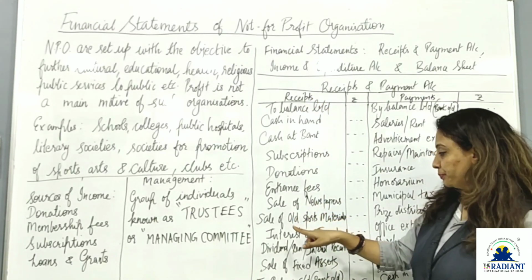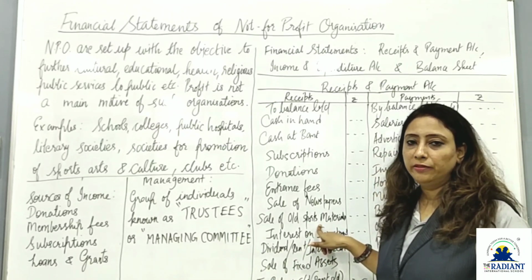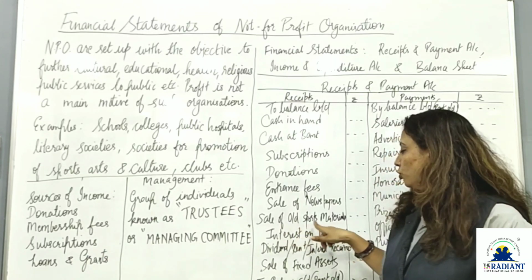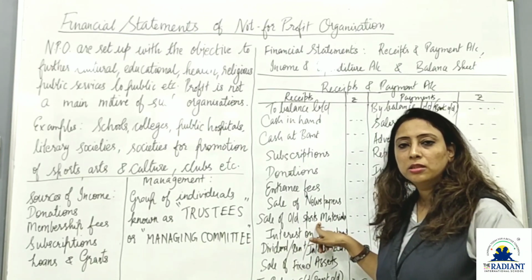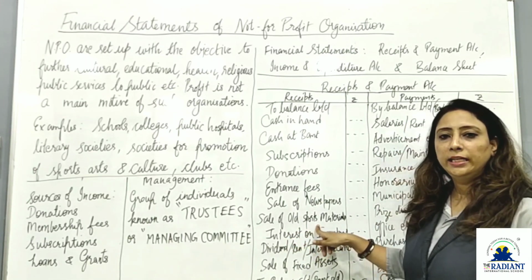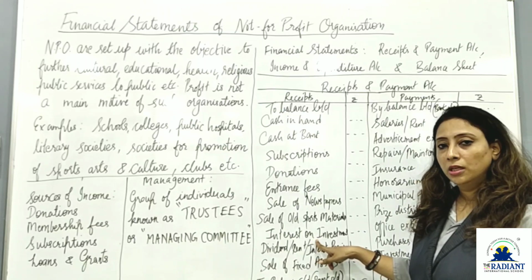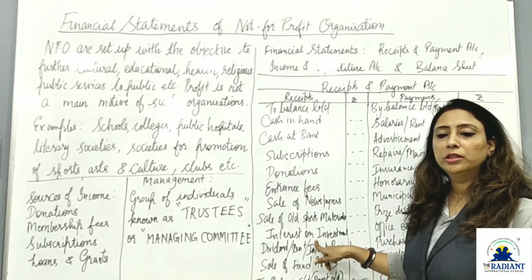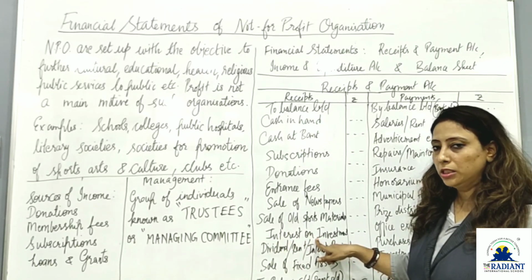Sale of old newspaper, sale of your old sports materials. Suppose the organization is related to sports activity, or it is a club providing the facility of playing sports. So you have some appliances, instruments, or what you call sports materials, which are of no use now, which have become old. You can sell them, and the amount which you get after selling will be shown under selling. Then comes interest on investment. Sometimes you have invested in some other organization with the motive of earning interest, or of getting something in return, so this interest on investment will also be a receipt for you.